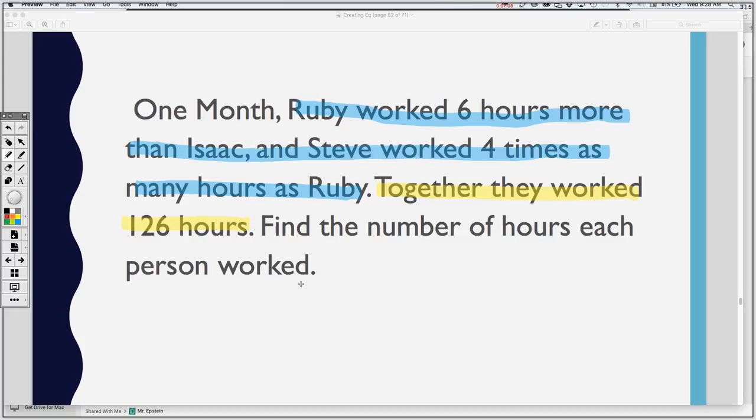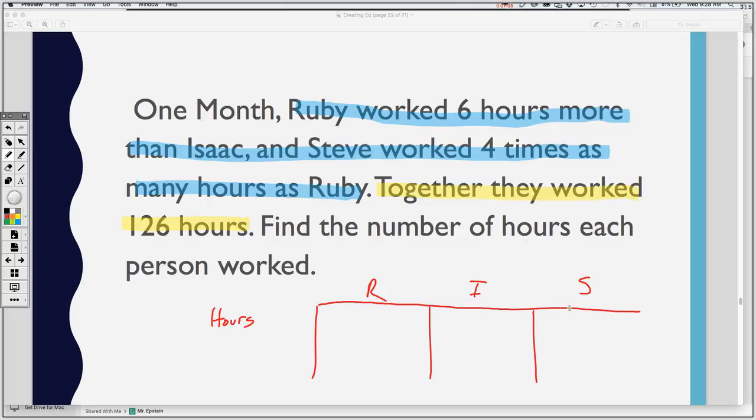What do you know about Ruby? What do you know about Isaac? And what do you know about Steve? Okay, so 3 people. And then what do you know about their hours? And we already know the total, if I add all 3, R plus I plus S, is going to be 126 hours. Okay, try to figure that out.